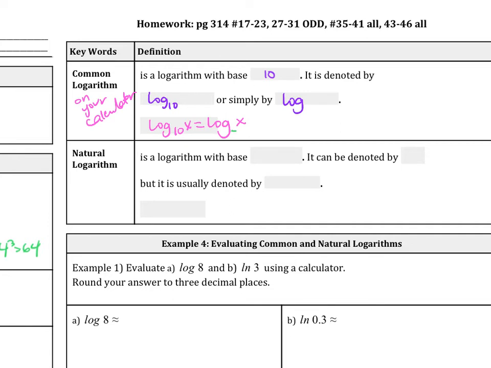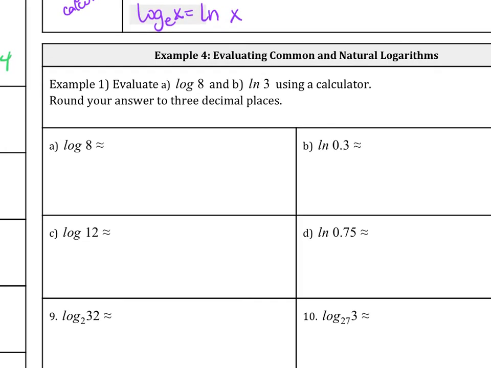Now, natural logarithm is a logarithm with base e, and we talked about e in one of the previous lessons. Natural base e has to do with continuous growth, and so it can be denoted by log base e, but is usually denoted by ln, lowercase l and n, natural log. So log base e of x is the same thing as natural log of x. Again, this is what's on your calculator. You'll see an ln on your calculator. So knowing that, we're going to take a look at evaluating each using a calculator.